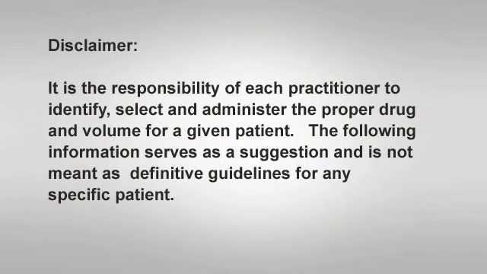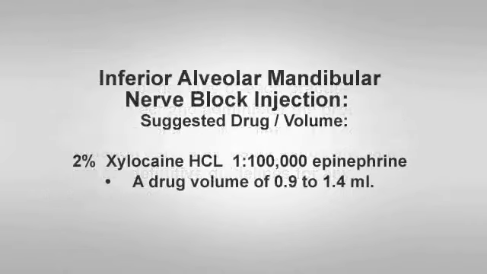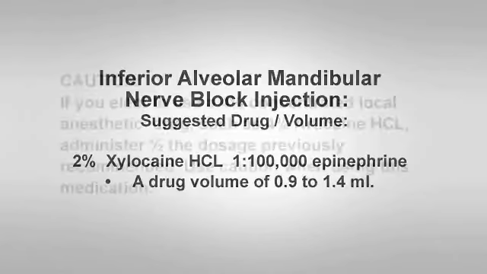It is the sole responsibility of each practitioner to identify, select, and administer the proper drug and volume for a given patient. The following information serves as a suggestion and is not meant as definitive guidelines for any specific patient. The suggested drug and volume to perform the inferior alveolar nerve block injection is 2% xylocaine HCl, 1/1000th epinephrine with a drug volume of 0.9 milliliters to 1.4 milliliters, which is equivalent to 3/4 to 1 full cartridge. This is the suggested volume when performing the inferior alveolar nerve block.